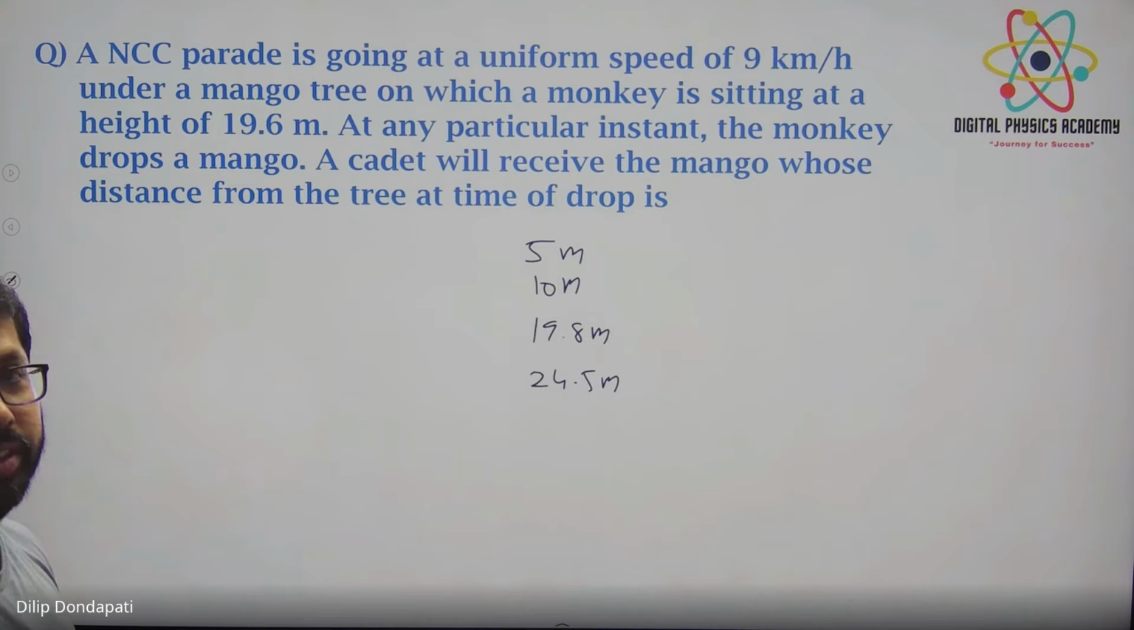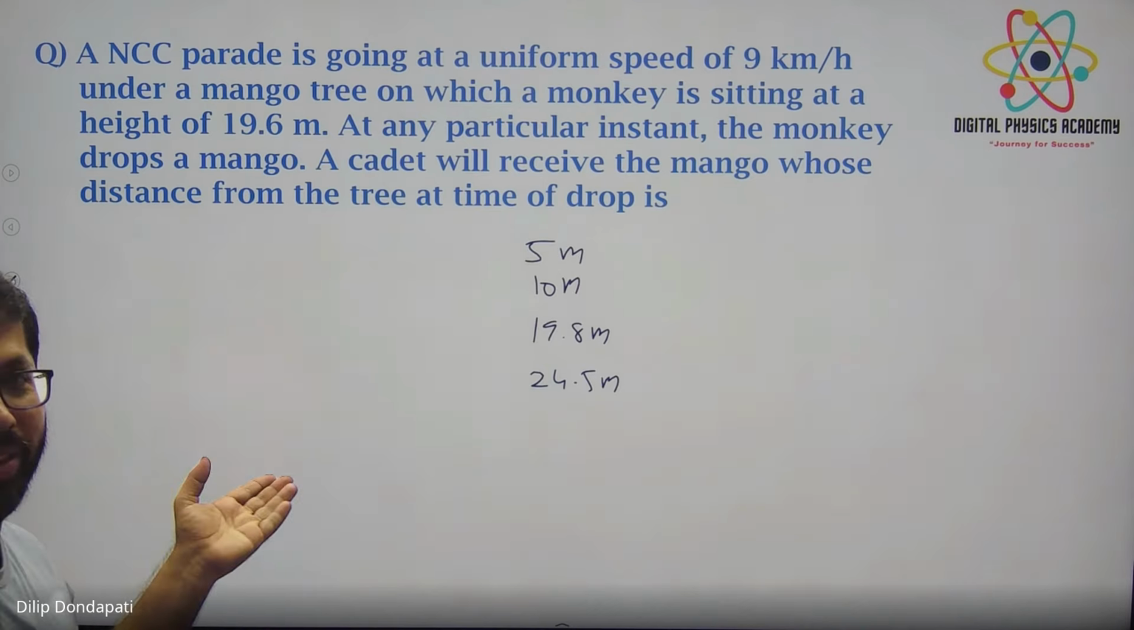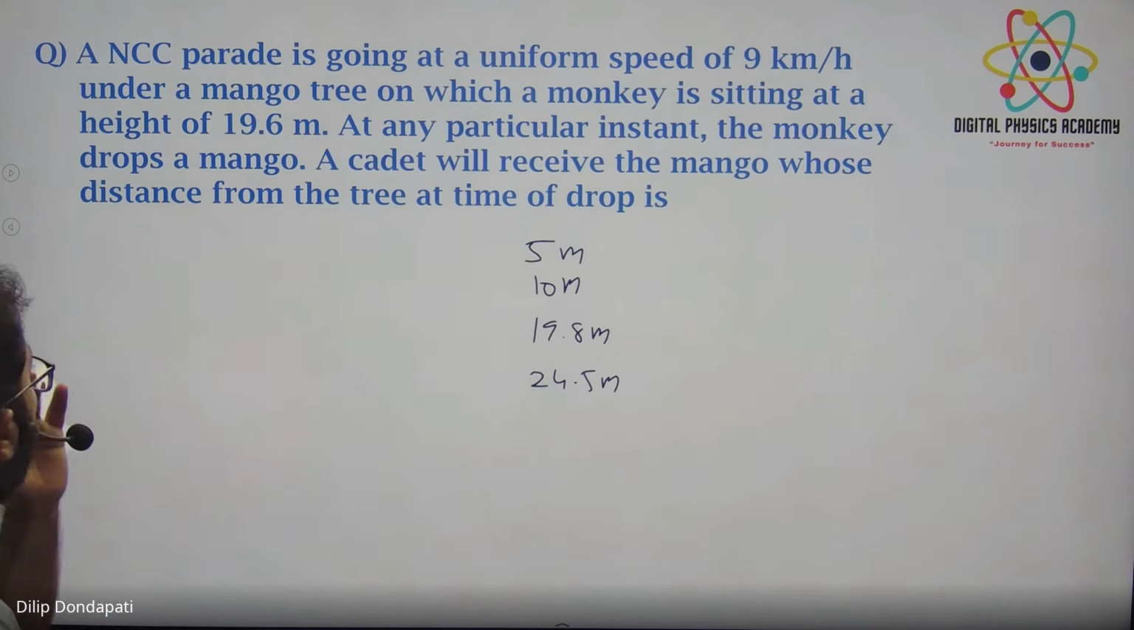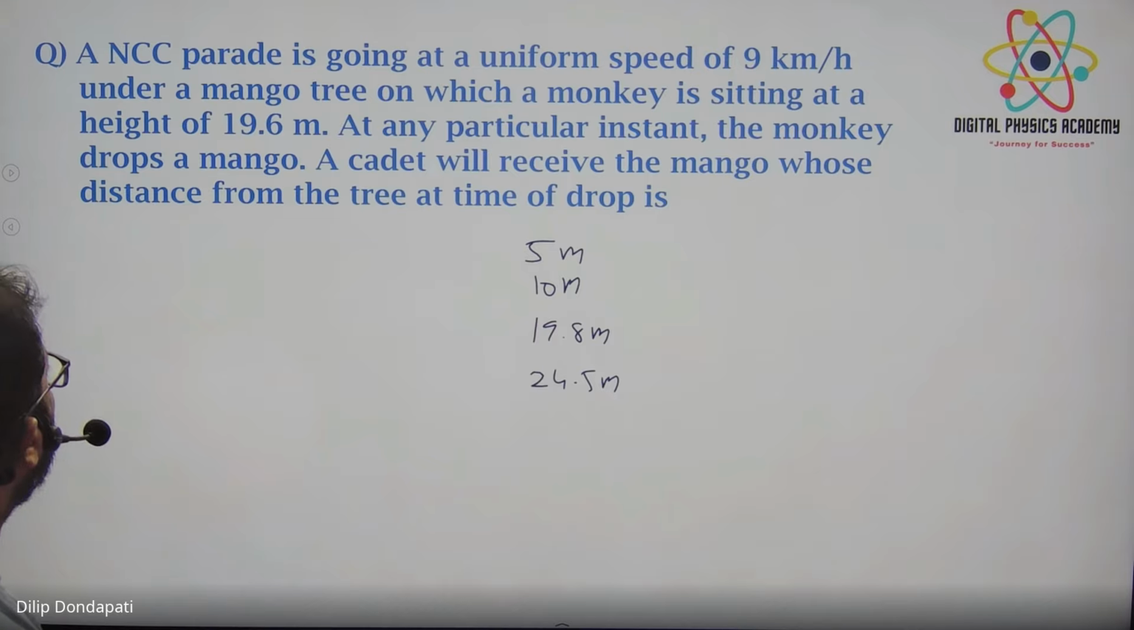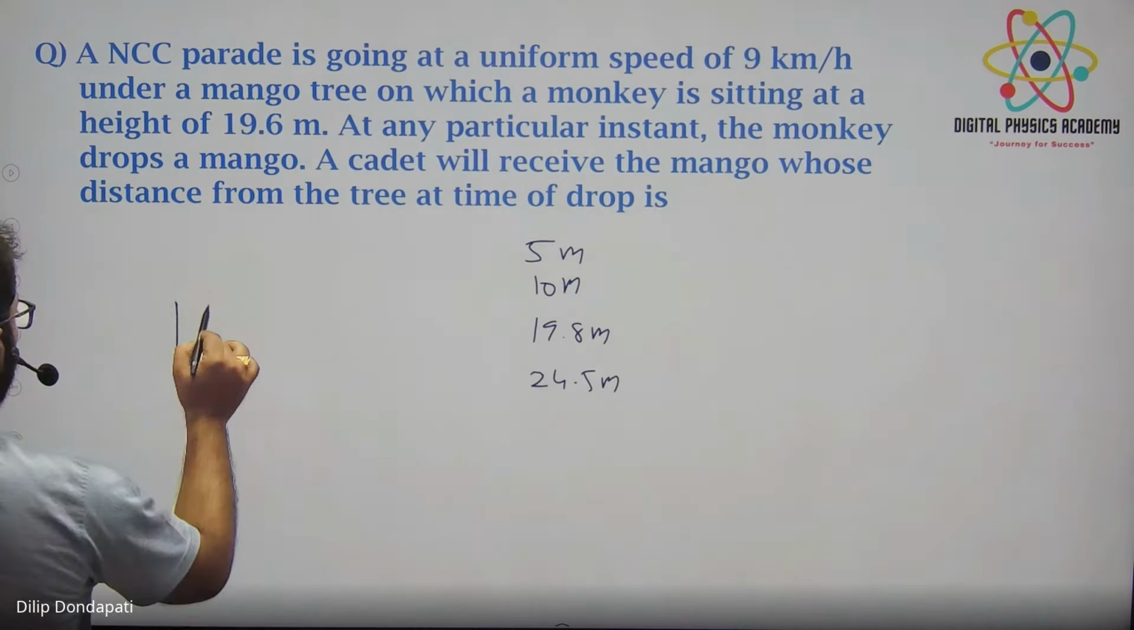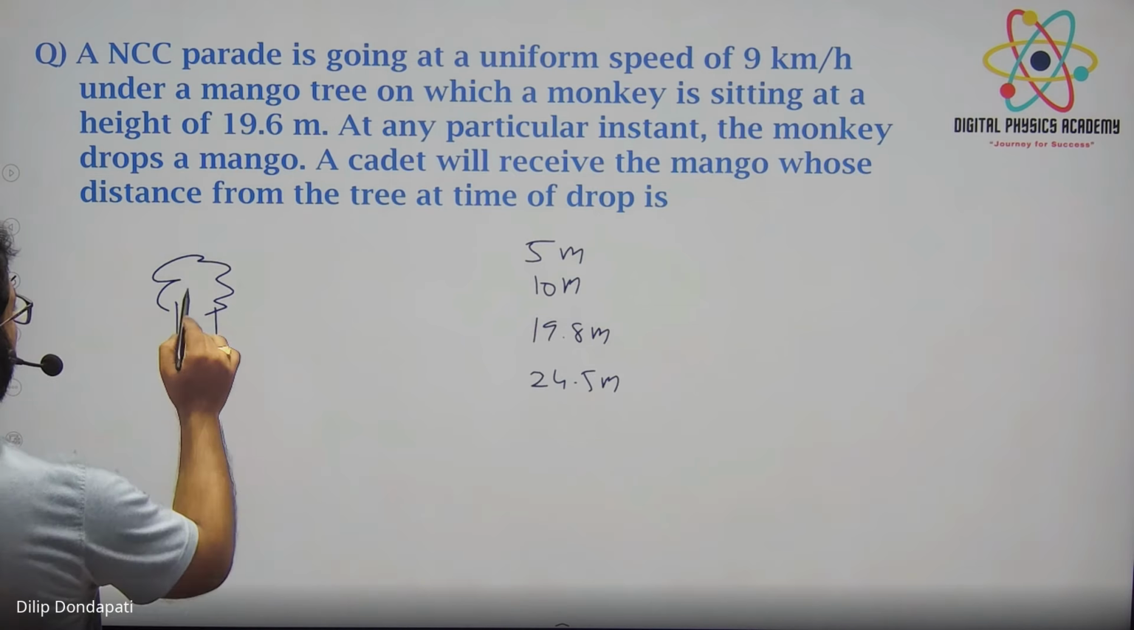Question understood, Krisha? What they're doing, the parrot is doing, that's it. There's no other thing. So what is it saying? A parrot is going with a uniform speed of 9 kilometers per hour under the mango tree on which a monkey is sitting. If the monkey drops the mango, it will fall vertically downward, and so it will be the height of the tree only, no?